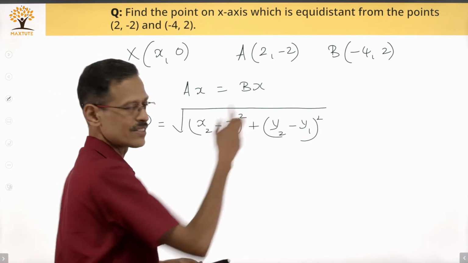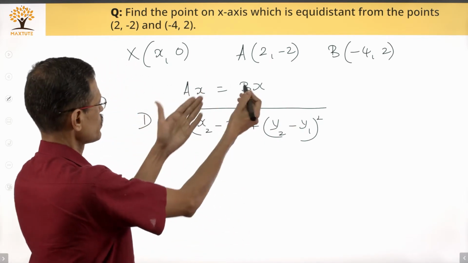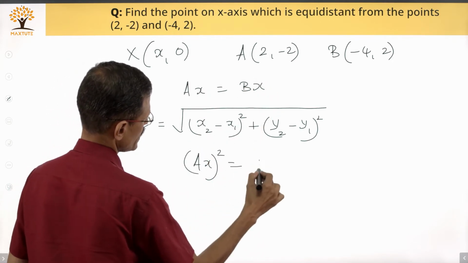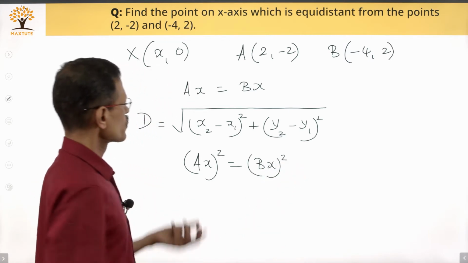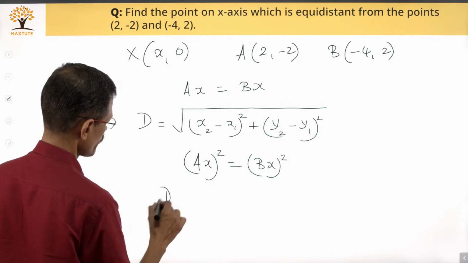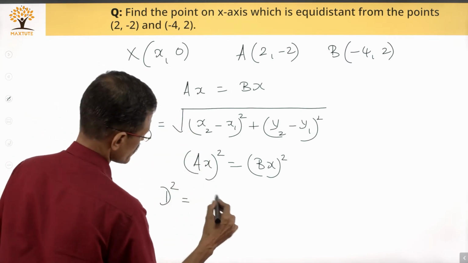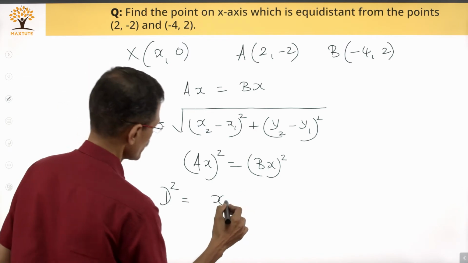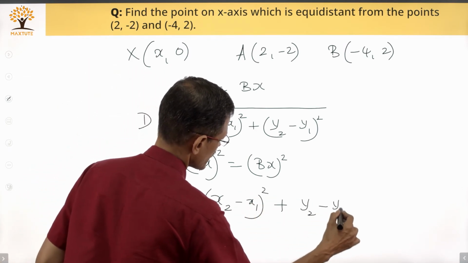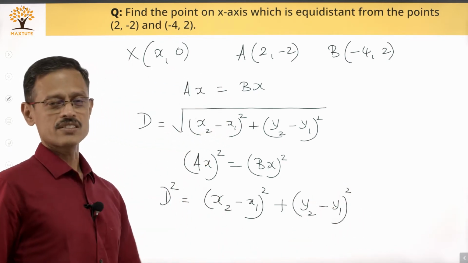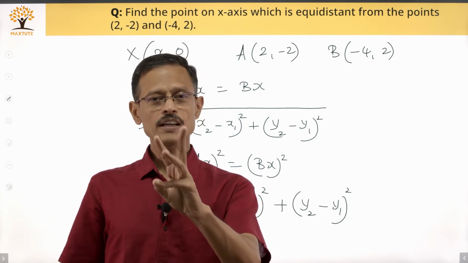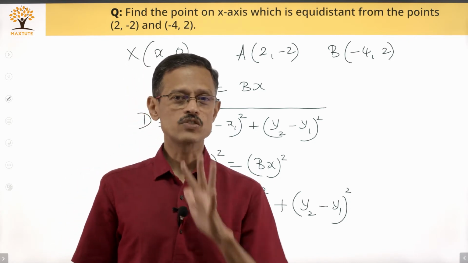The formula contains a square root. The easier thing to do is to square both sides. If AX equals BX, then AX the whole square will be equal to BX the whole square. So distance square is (x2 minus x1) the whole square plus (y2 minus y1) the whole square. We are going to equate the square of the distances for both AX and BX. So 2 more steps to find the values of AX square, BX square, and the last step is to equate these two and find the value of x.